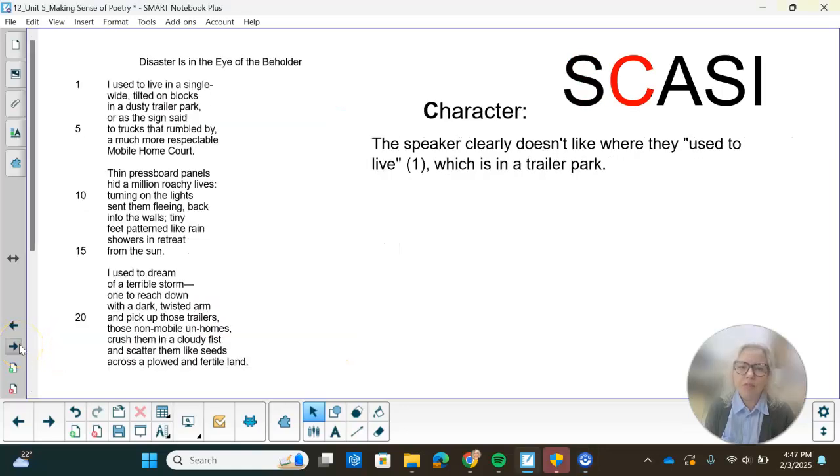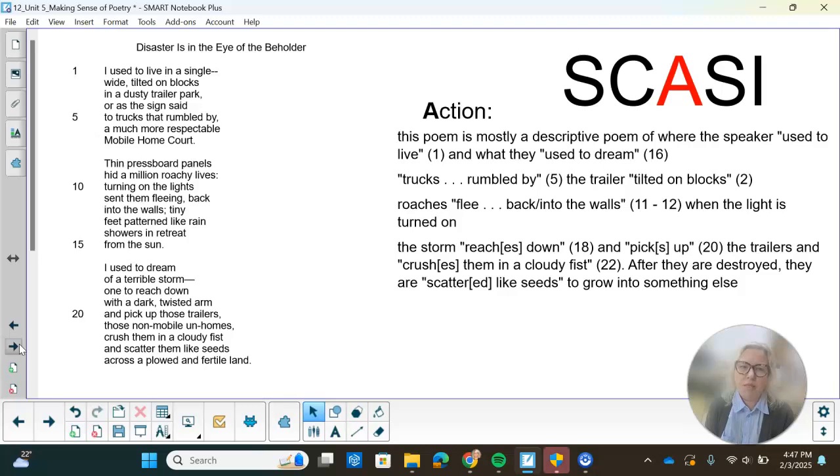For character, we have the speaker who clearly doesn't like where they used to live, the trailer park. For the action, the poem is mostly a descriptive poem of where the speaker used to live and what they used to dream, right?